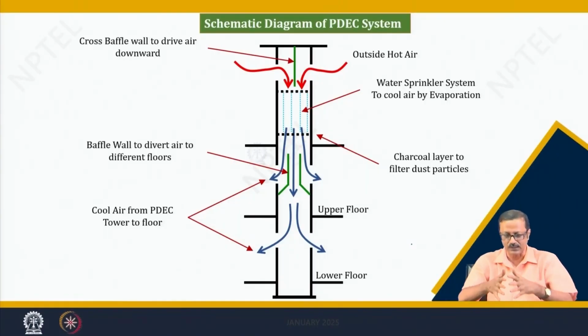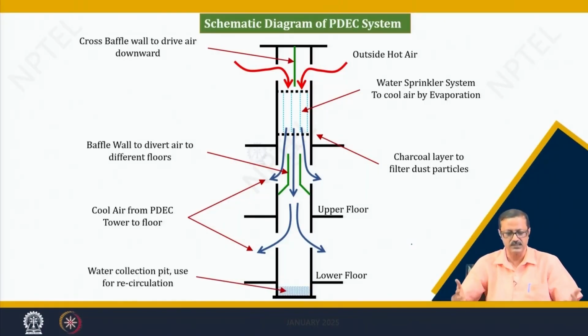So, this is the total mechanism, and maybe at the end you can have some kind of a pit where you can collect the water, because some water is definitely going to fall down, and you have to collect that and recycle it back to the top. Of course, the water temperature will be a little high, so you have to make it a little bit cooler again. So, this is the downdraft, passive downdraft evaporative cooling system.